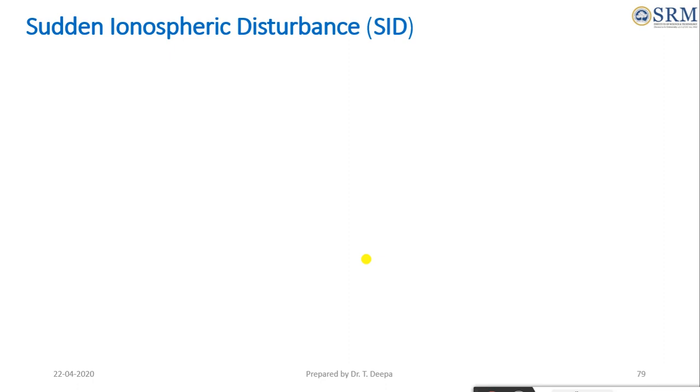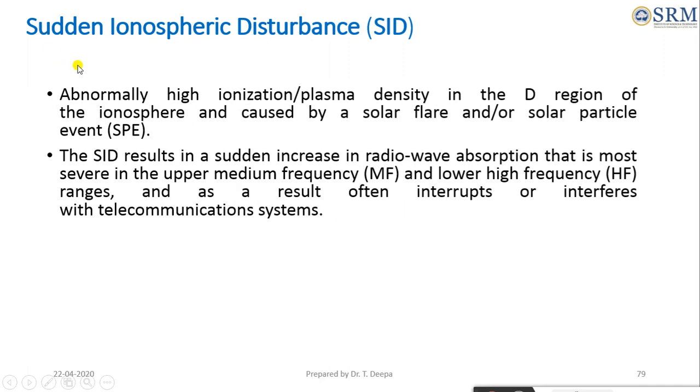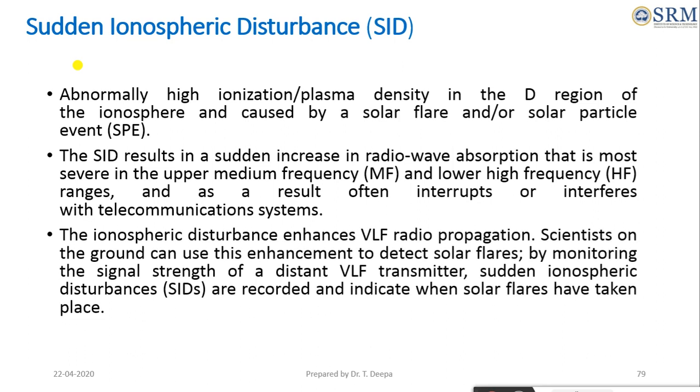The next term is called sudden ionospheric disturbance. The sudden appearance of solar flares causes sudden ionospheric disturbance. It blocks out the signal completely. And these disturbances persist for a few minutes to an hour. This is also very important to monitor.